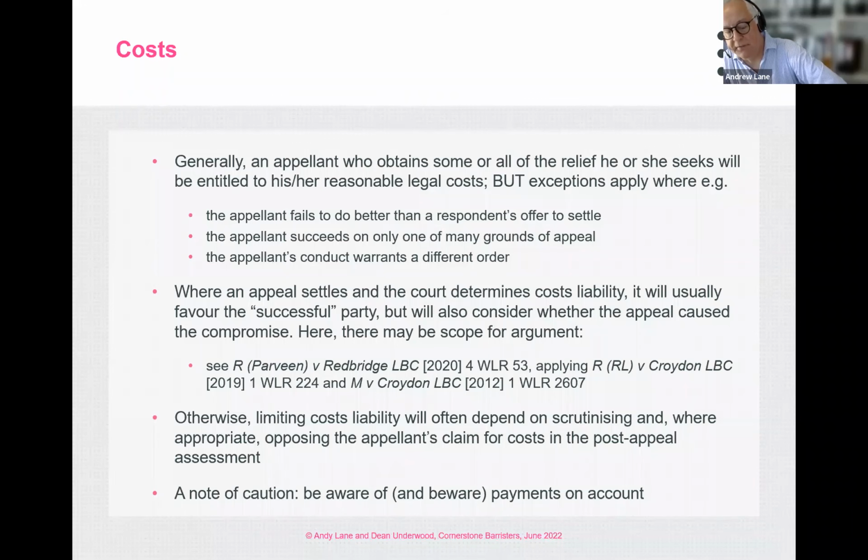But as I say, it is for the local authority quite a powerful tool early on, despite M v Croydon, to say, well, we're not going to agree to quash it unless you agree no order for costs, because we're quite confident, whether or not you are is another matter, but we're quite confident that we can defeat this appeal.